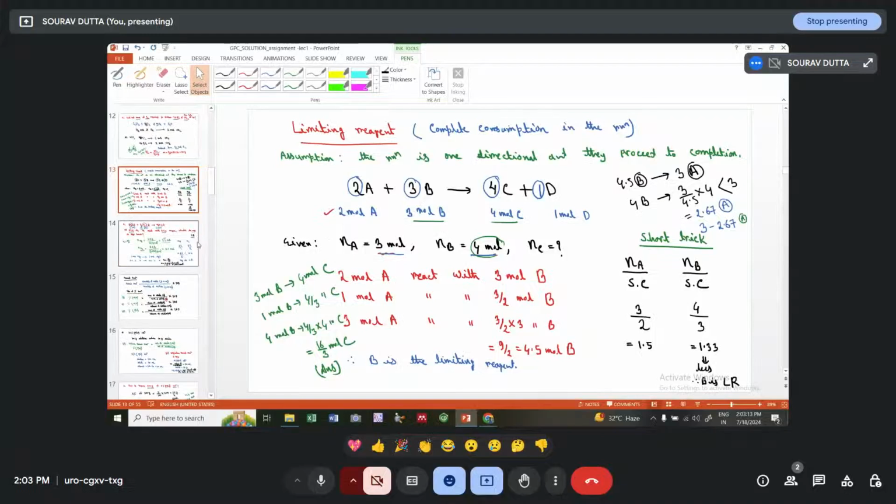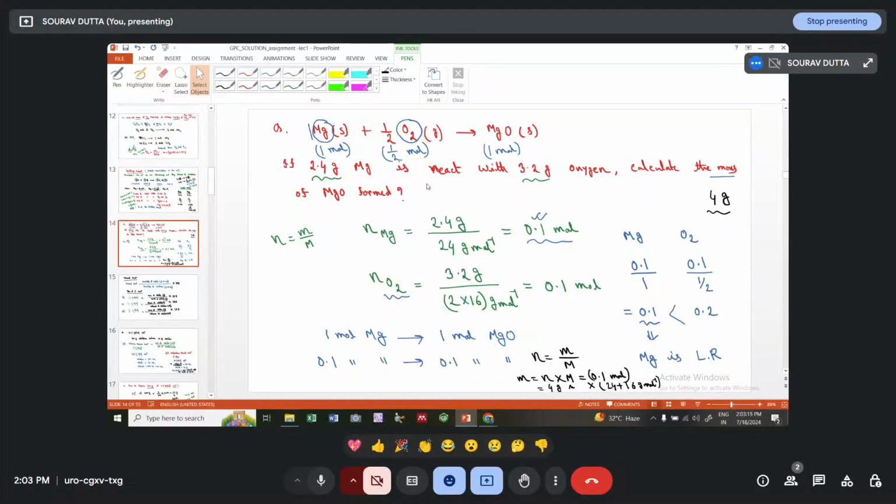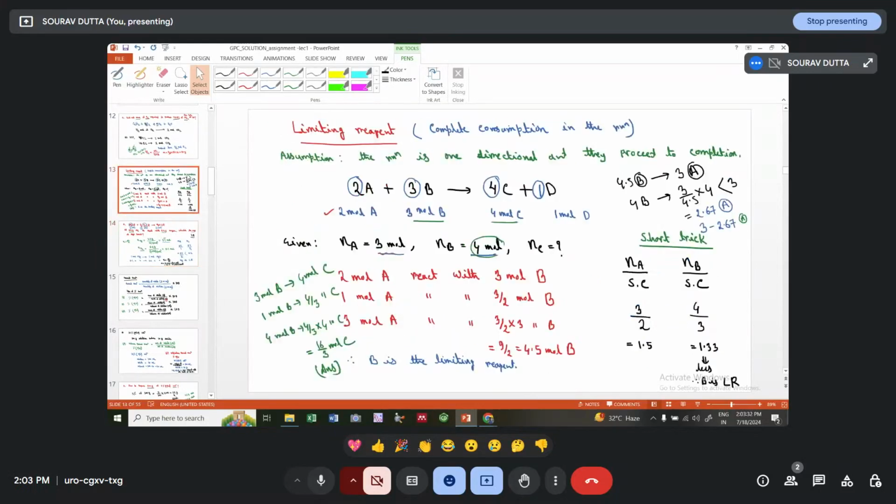Okay, the next question. Magnesium reacts with oxygen to give magnesium oxide. If 2.4 gram magnesium reacts with 3.2 gram oxygen, calculate the mass of magnesium oxide formed. Okay, this is another type of question. To solve this type of question, we have to know about limiting reagent, the concept of limiting reagent.